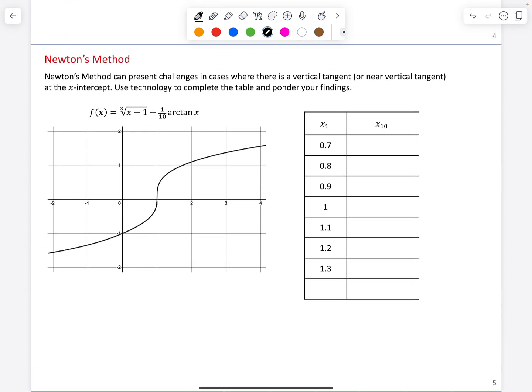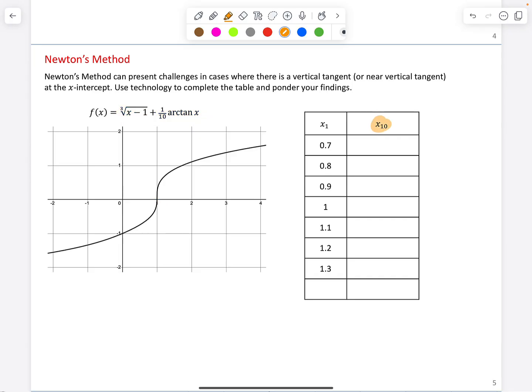Newton's method can present challenges in cases where there is a vertical tangent or near vertical tangent at the x-intercept. Use technology to complete the table and ponder your findings. So we have a rather unusual function, the cube root of x minus 1 plus 1/10 of the arctangent of x. There's clearly an x-intercept here. It appears to be near 1. I'm not sure if it's at 1 or just close to 1, but at this location, the tangent line does appear to be nearly vertical.